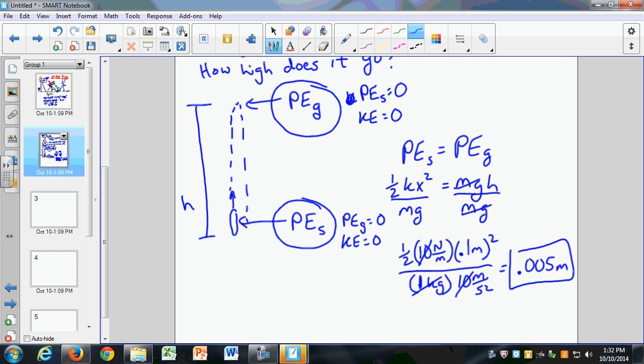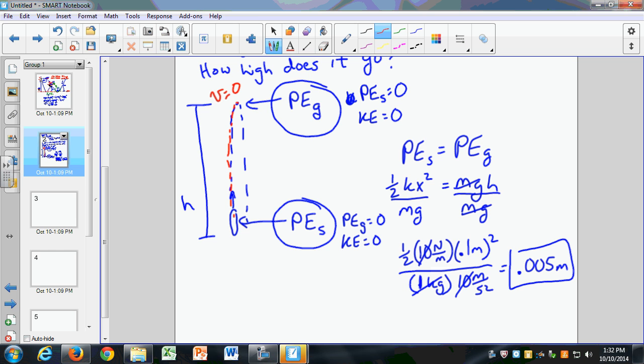Okay, good question, Bree. At the top, the kinetic energy equals 0 because it goes up and it stops. That's right, Sarah. So up at the top, V equals 0, and so the kinetic energy equals 0. We'll work a problem in class next time where you're throwing somebody up in the air, and we'll talk about that as well, okay?